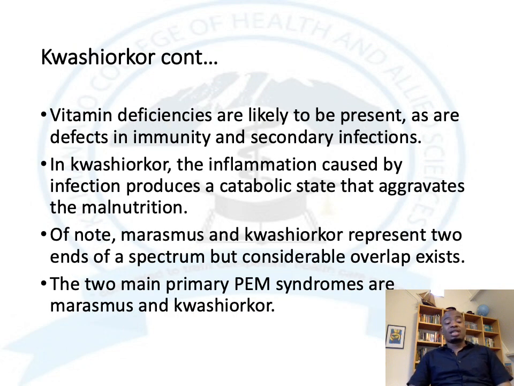So vitamin deficiencies are likely to be present, as are defects in immunity and secondary infection. They can be common in them. In kwashiorkor, the inflammation caused by infection produces a catabolic state that aggravates malnutrition. Of note, marasmus and kwashiorkor represent two ends of a spectrum, and overlap is considered to exist. So at the end, they mostly exist together. The two main primary protein energy malnutrition syndromes are marasmus and kwashiorkor.